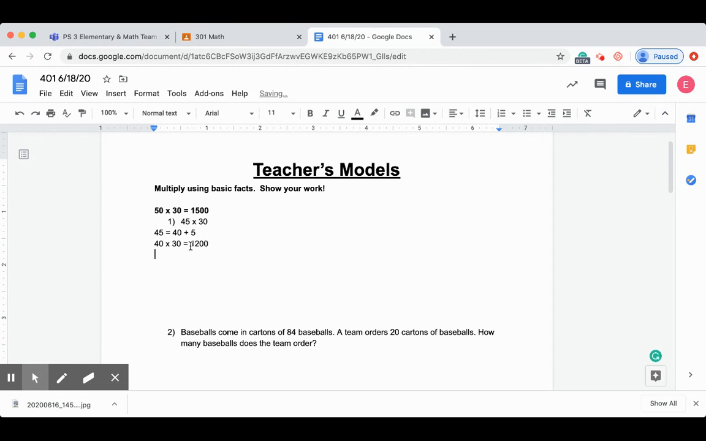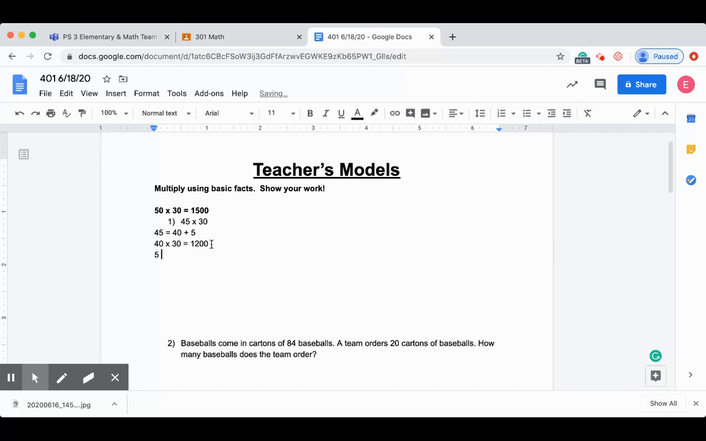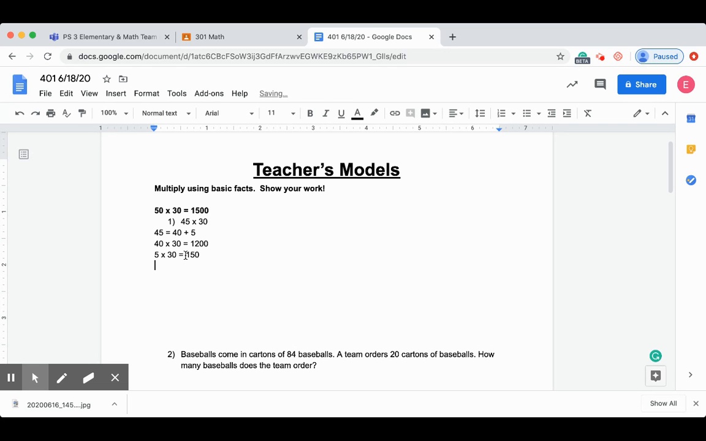I will then need to multiply my 5 that I have left over to equal 45. So I'll do 5 times 30 equals, again, our basic fact will be 5 times 3. 5 times 3 is 15, and I'll add my 0 from 30 because I was really multiplying by 30, not 3.